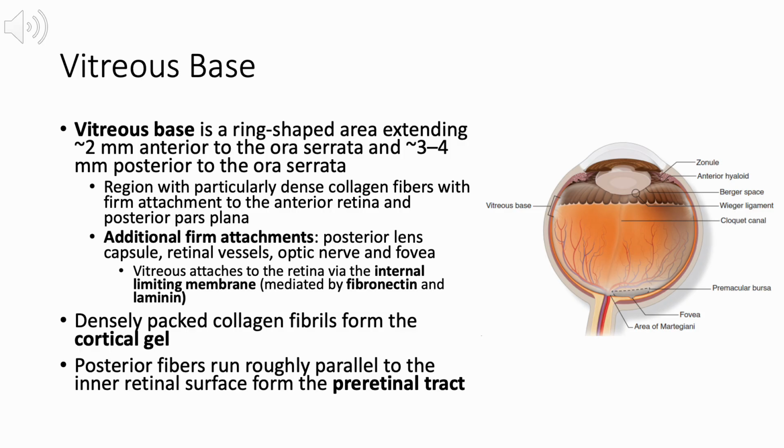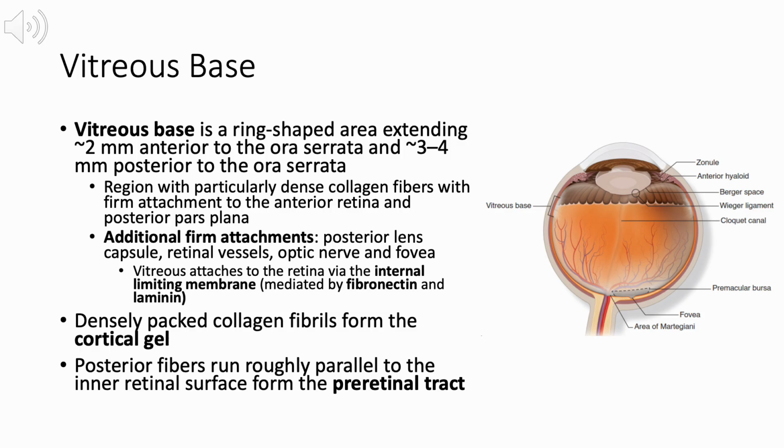The attachment of the vitreous to the retina occurs via the internal limiting membrane and is mediated by fibronectin and laminin. Structurally, the densely packed collagen fibers in this region form the cortical gel. Posteriorly, collagen fibers run roughly parallel to the inner retinal surface, forming the pre-retinal tract.